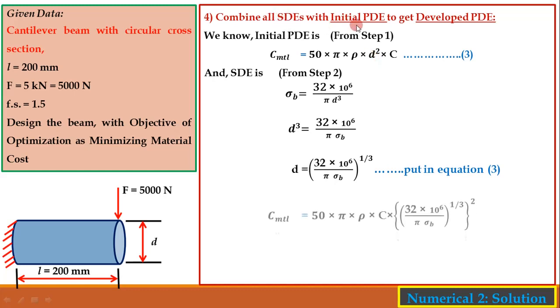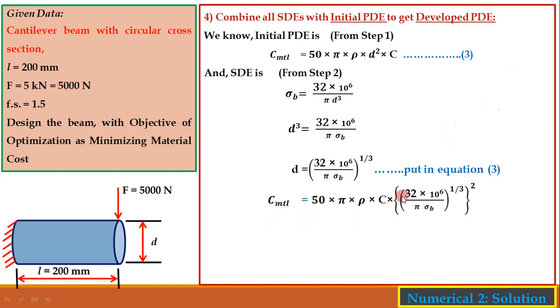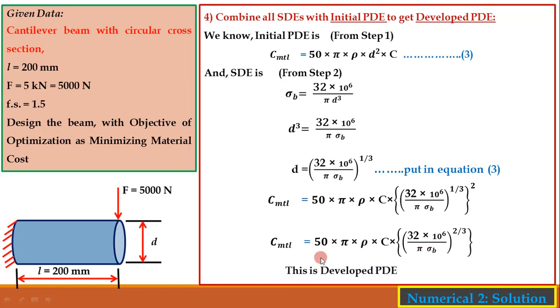that means we are combining the SDE with the initial PDE. So by putting it in equation number 3, we can get the equation like this. Just simplify this bracket. This 1 upon 3 raised to 2 will become 2 upon 3. Again we can simplify this in the next part. So this is nothing but the developed PDE.